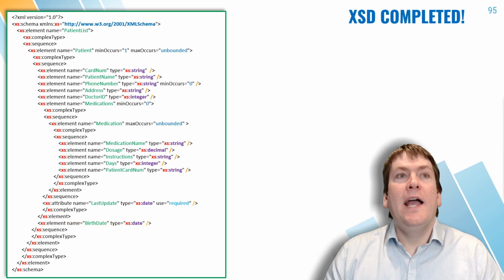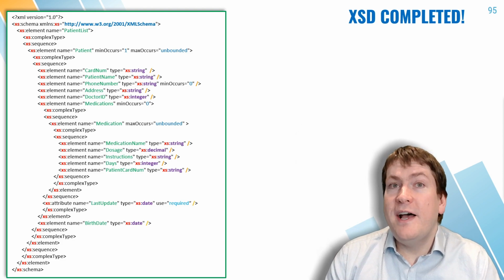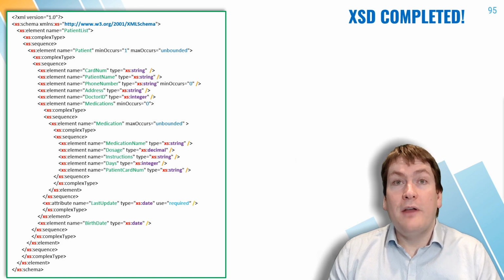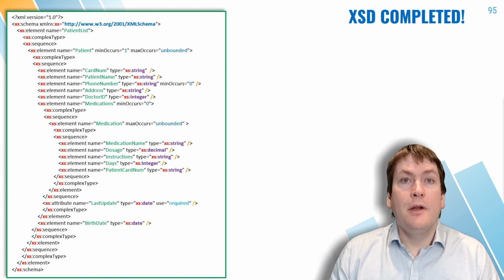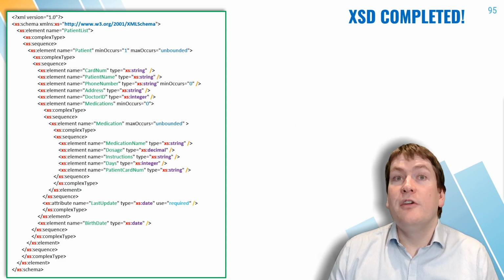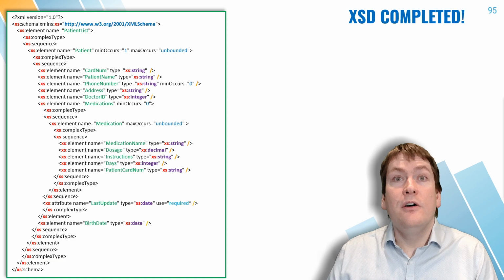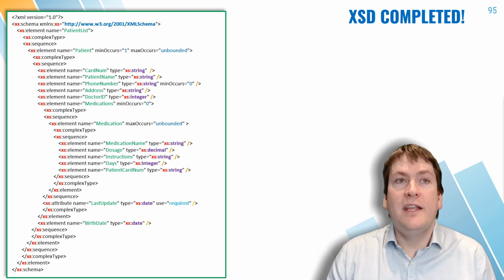So finally, we have a complete XSD document. We don't know if it's valid yet. We don't know if it works, but at least it's complete. So how do we know that it's complete? It's because if we looked at that XML document that we're going through to make this, there are no more unique elements left. So every single element name in the file has a matching definition in our schema.